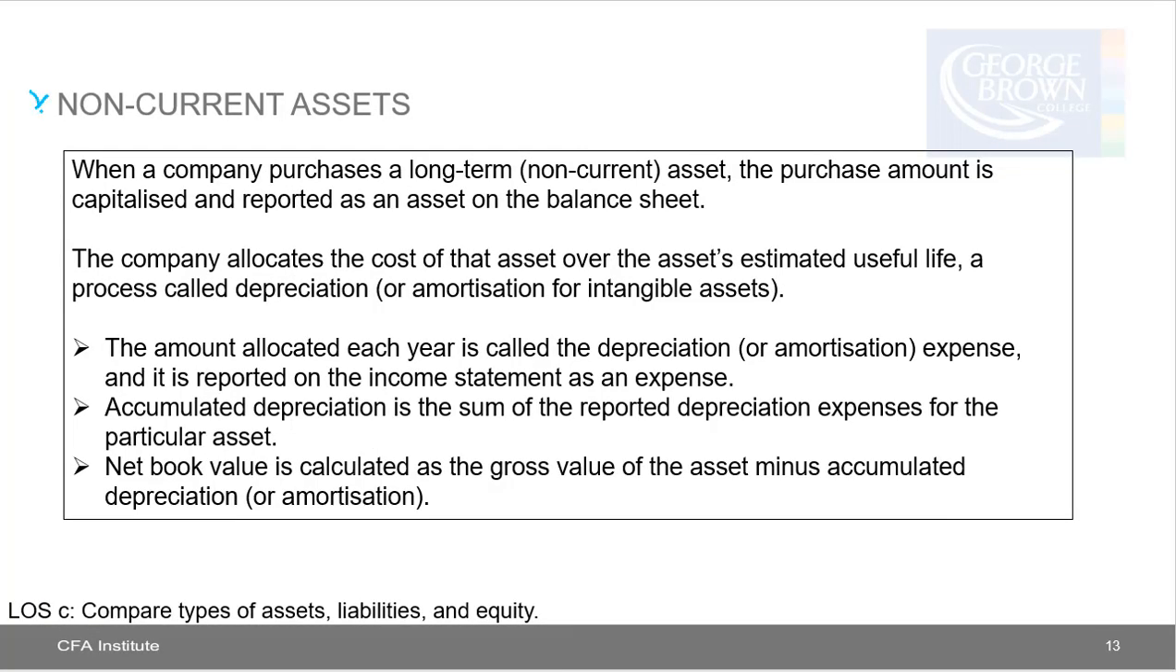So a little bit more information regarding non-current assets. When a company purchases a long-term asset, a non-current asset, the purchase amount is capitalized. That means it shows up on the balance sheet and is reported as an asset on the balance sheet. So I'm going to use an example of buying a truck for 100,000 Canadian dollars, and I estimate that I'm going to use that truck for 5 years, and that after I've used that delivery truck for 5 years, it's going to have no salvage value, okay?